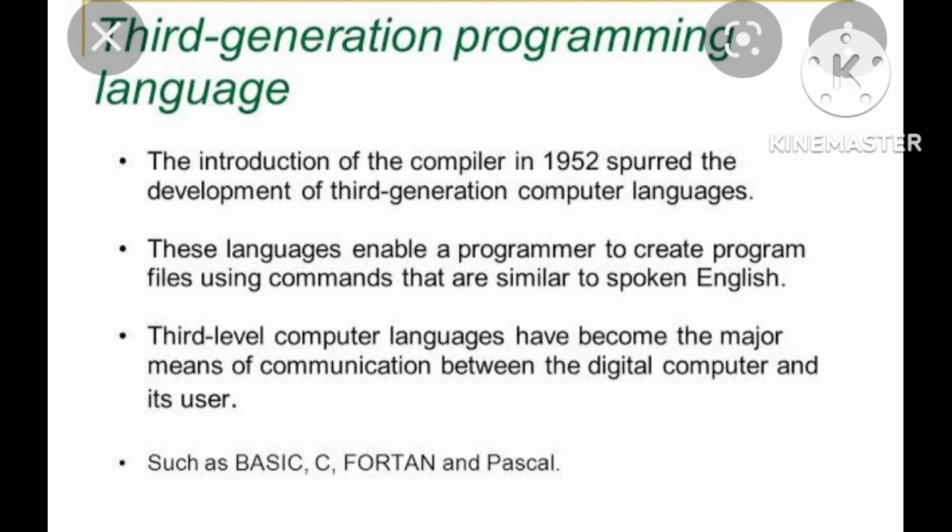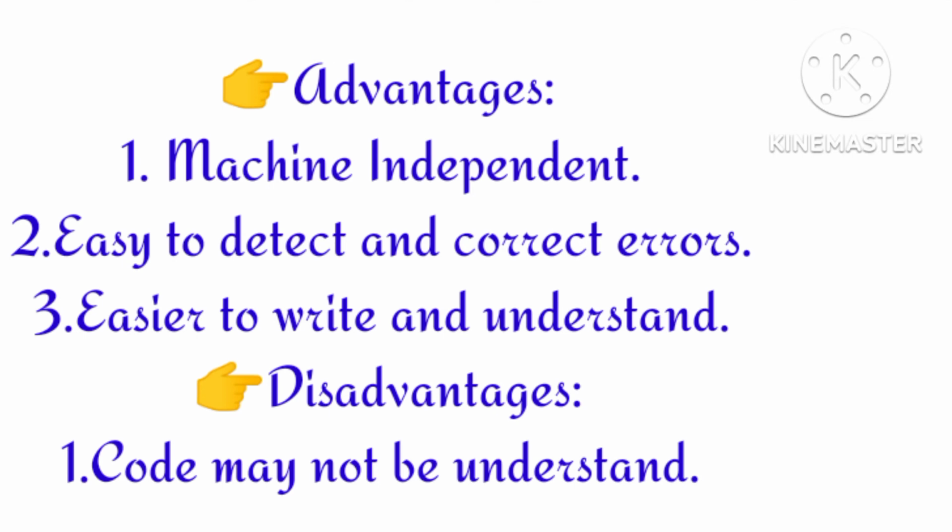Fortran, and Pascal. High level languages are just like the English language that follow certain rules and regulations called syntax and semantics. These languages were developed during the 1960s and 1970s and are designed to create a user-friendly environment. These languages use a compiler or interpreter to convert high-level language to machine language. The advantages are: machine independent, easy to detect and correct errors, easier to write and understand. Disadvantage: the code may not be understood.